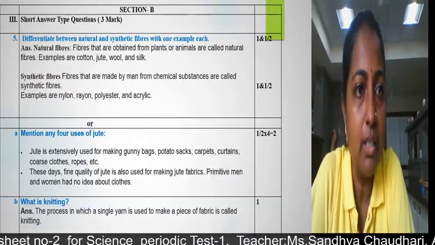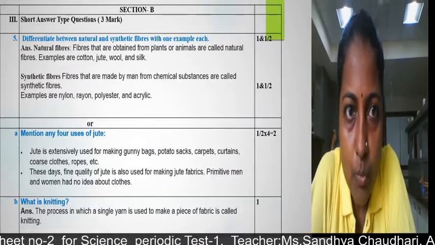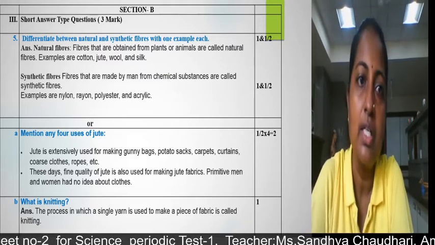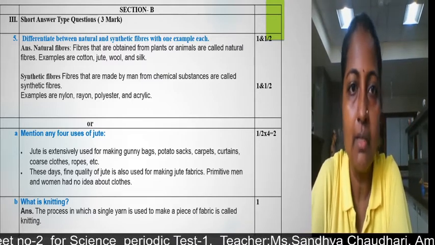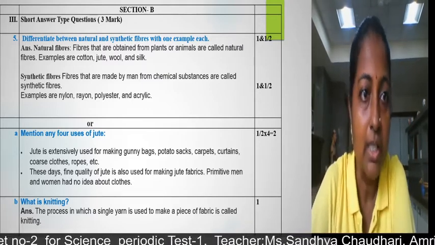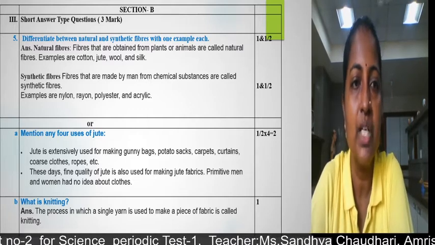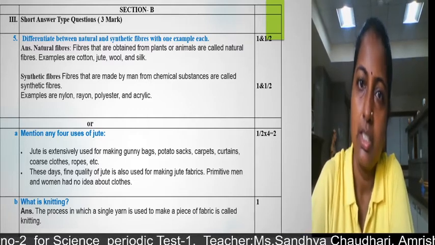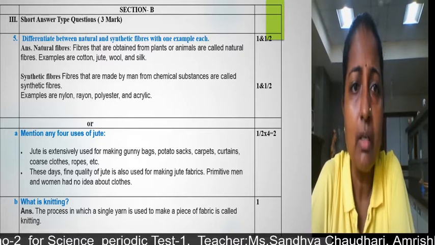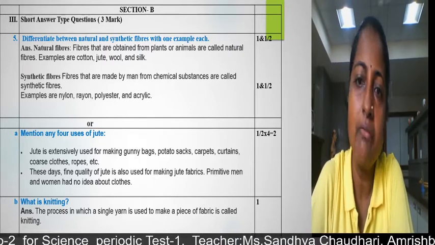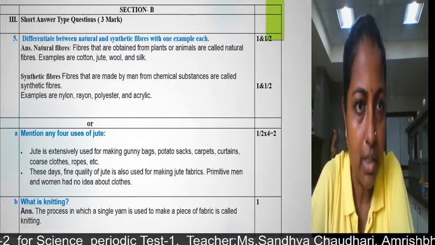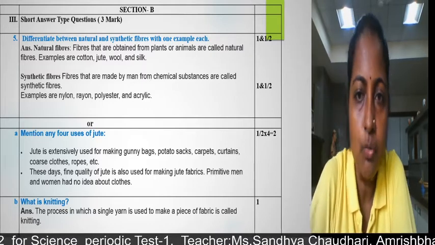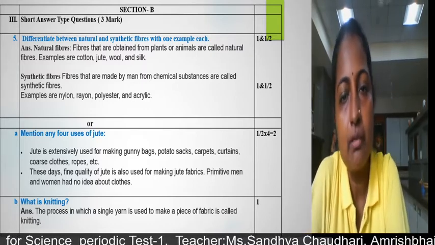Now section B, question number 3, short answer type questions, 3 marks for each. Differentiate between natural and synthetic fiber with 1 example each. Now your definition of natural fibers should be correct. So for that 1 mark, and 1 example they have asked. So any 1 example you can write, or you can write 2 examples also. That is for half mark.